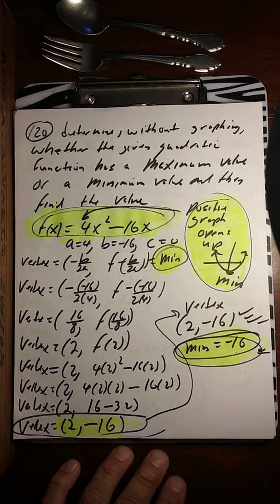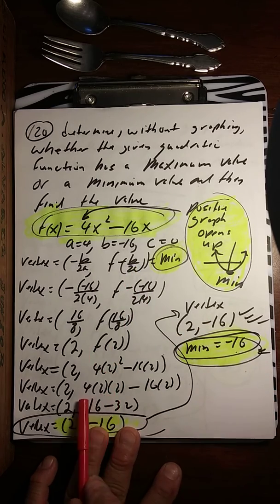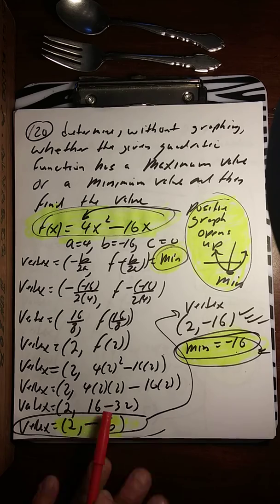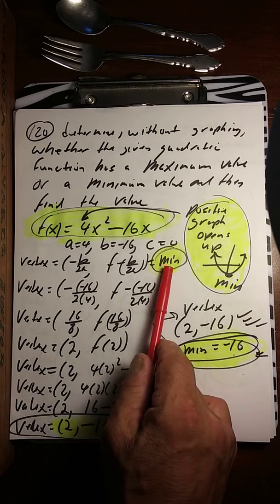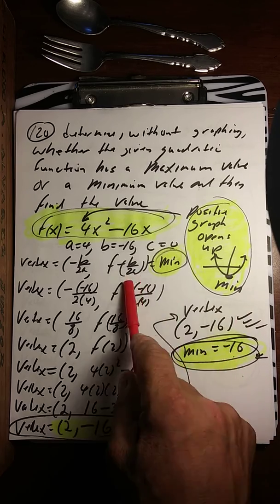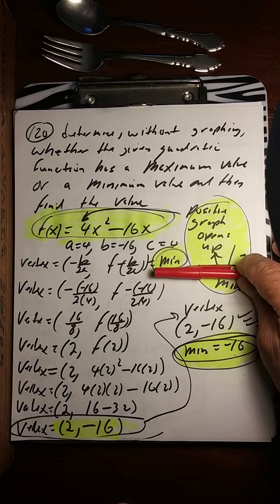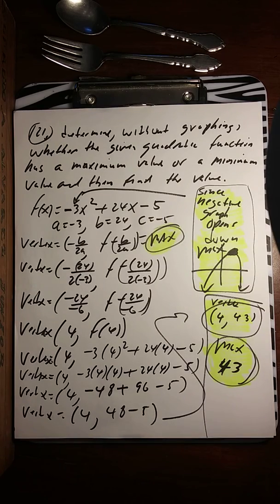So we have 2 times 2 times 2 times 2 is this, and that one. So you have 16 minus 32, negative 16. So 2 and -16. That's the vertex or the min. And the min is going to be negative 16 for this. So this graph opens up. The lowest point is what? Negative 16.